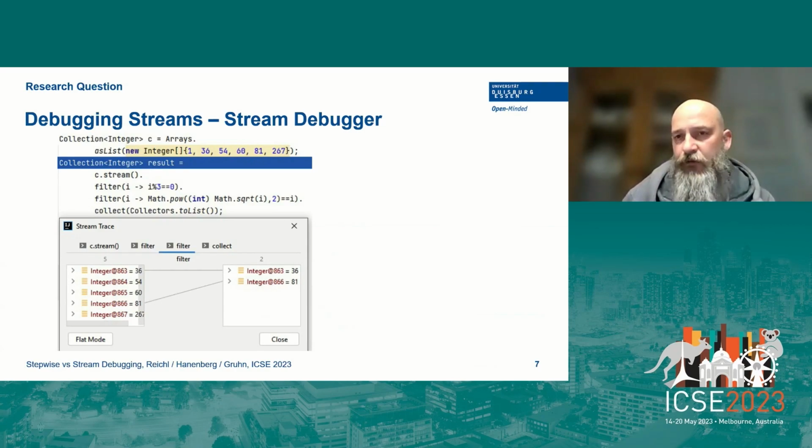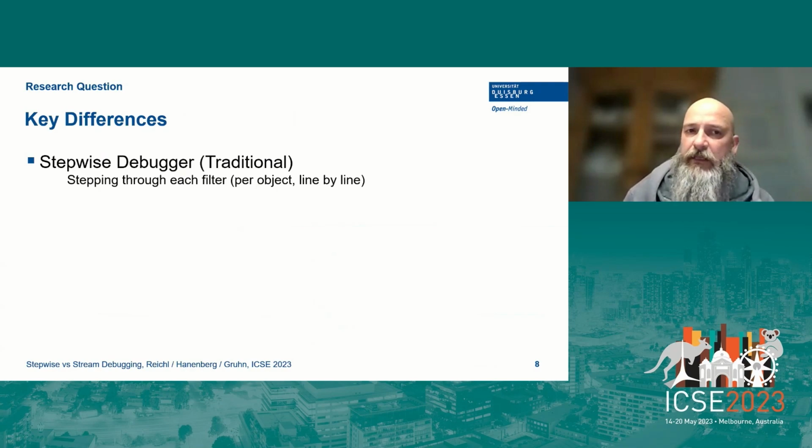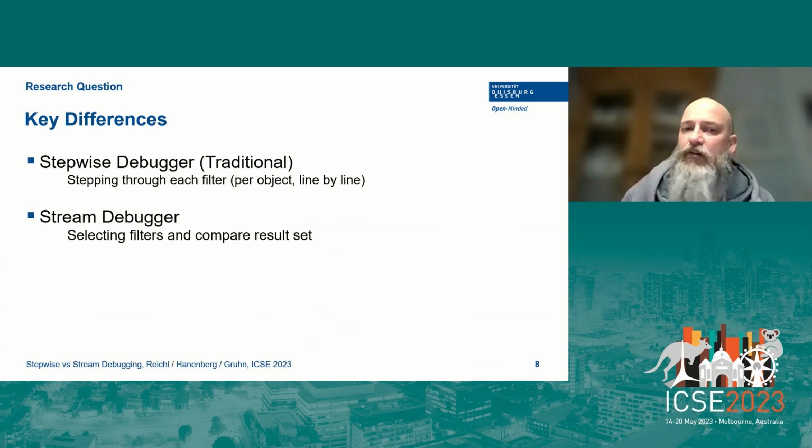So what are the key differences? Obviously, stepwise debugging means we step through each filter, typically per object and typically line by line. And in a stream debugger, it works completely different. So we're selecting filters and we typically compare result sets. So it means that from a cognitive perspective, quite different things are going on for the developer.